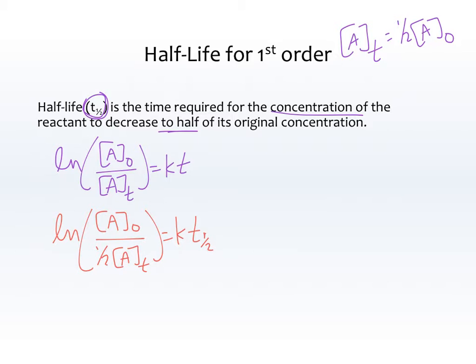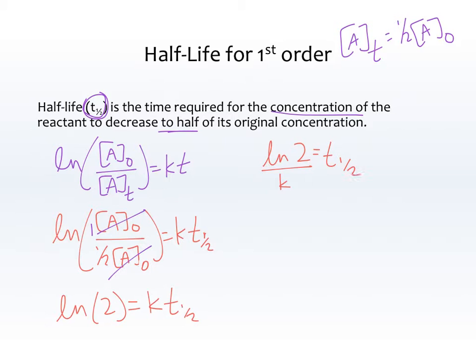I wrote that as A_t, but it should be 1/2 A_0. So now A_0 divided by A_0 cancels out, and 1 divided by 1/2 is the same thing as 2. So I end up with ln of 2 equals k t 1/2. If I divide both sides by k, I end up with ln of 2 divided by k equals t 1/2.